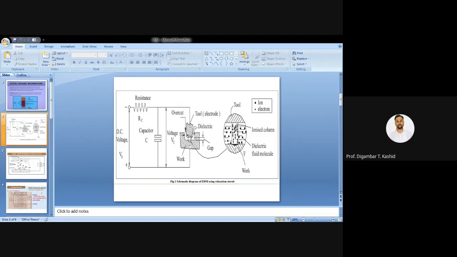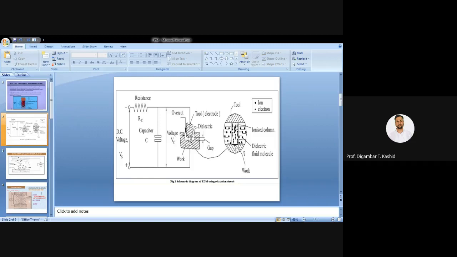Correct. So there are thousands of electrons which break loose from your cathode and go directly towards your anode with a very high velocity. Depending on the potential you are applying through this RC circuit, that is, the capacitor discharge voltage, this velocity depends on how much potential you are applying between your tool and anode.